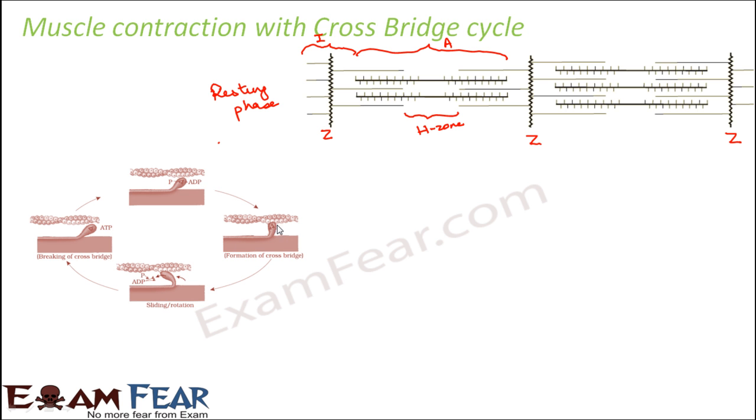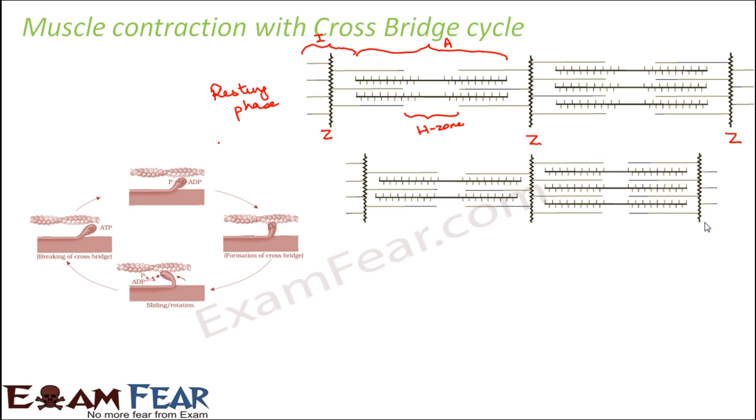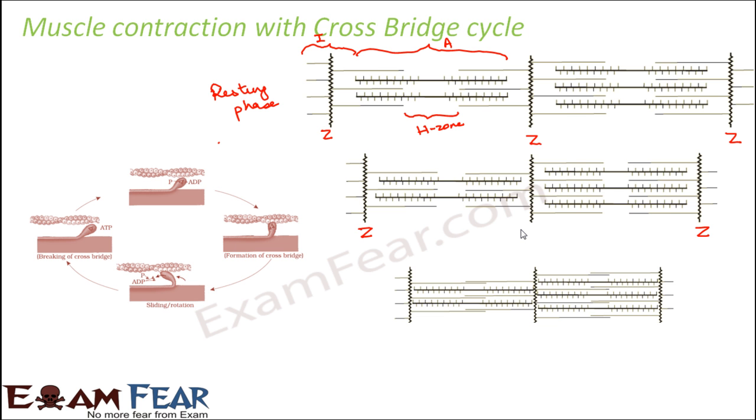Now when this formation of cross bridge will occur, after that sliding will take place. Now as soon as sliding takes place, what will happen? There will be a little bit of shortening of the sarcomere. So if you see, the Z lines are pulled near each other. Again, if you see, as the cycle continues, let us suppose this is for the first cycle, this is after the second cycle, this is after the third cycle. So if you see, the Z lines are pulled towards each other.